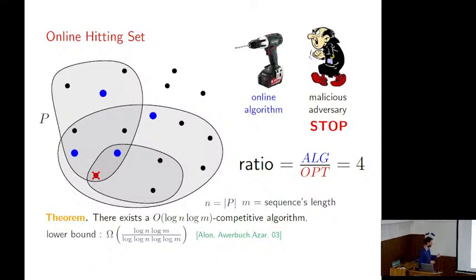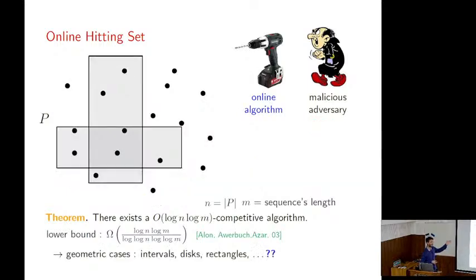And this bound is almost tight, meaning that there is a lower bound of log n times log n divided by log n log n. So in general, we cannot do much for this problem. So we can look at some special cases, and the relevant cases here are where the sets, the subsets given by the adversary, are induced by geometrical shapes, like intervals, disks, rectangles, and so on.